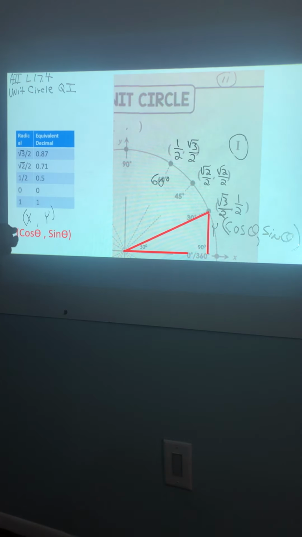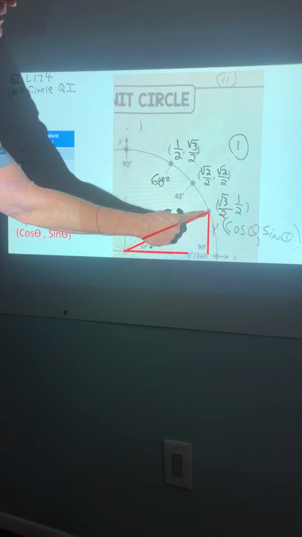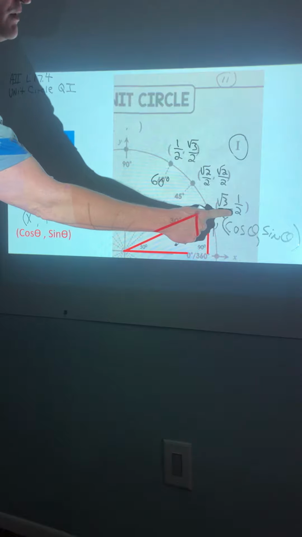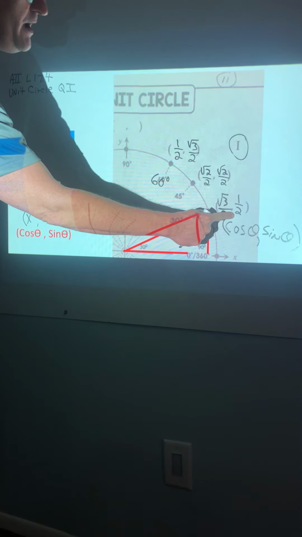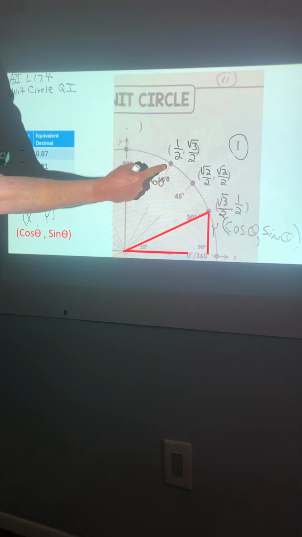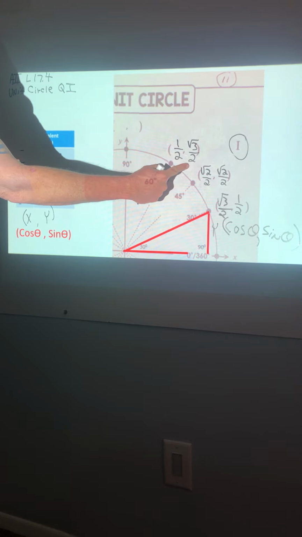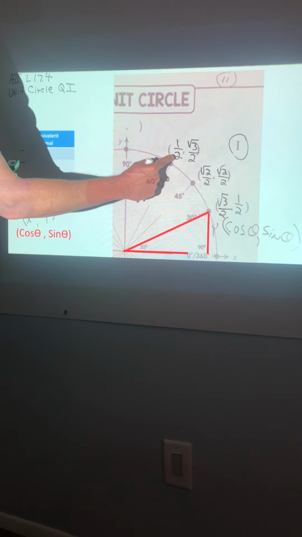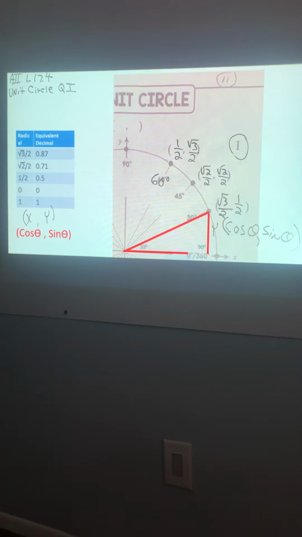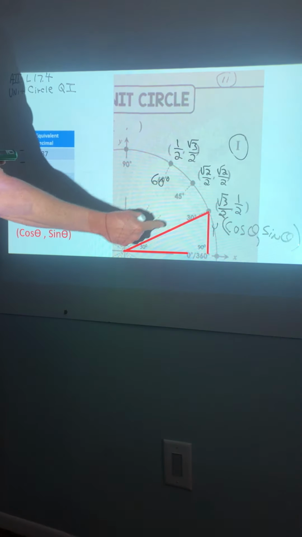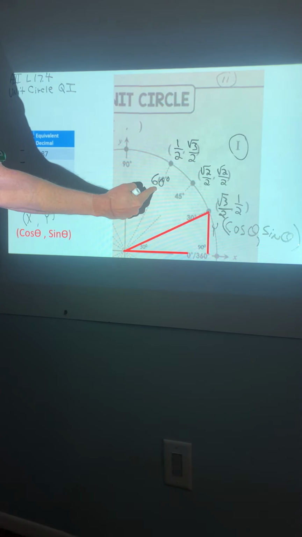Notice something, okay? At the 30-degree point, it was square root of 3 over 2, comma 1/2. At 60 degrees, it was 1/2, comma square root of 3 over 2. That's always going to be true for 30 and 60. You just switch those values, okay? So you now found 30's values, 45 degrees values, 60-degree values.